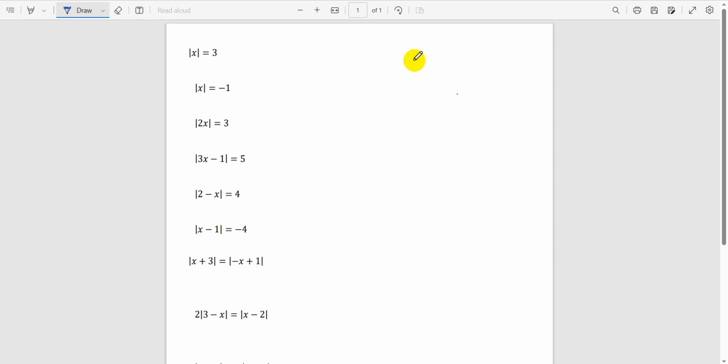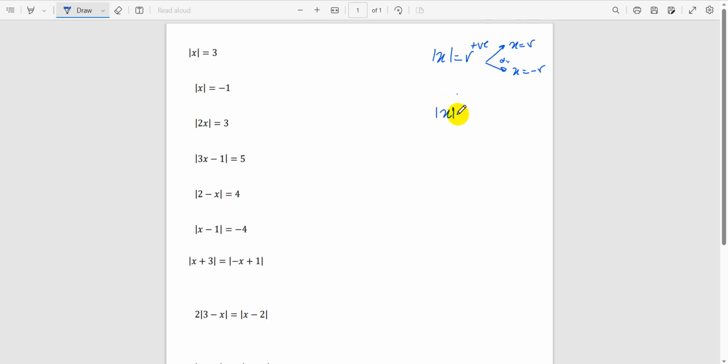Before solving this exercise, let's make a quick recall. When I'm talking about equations, I will talk about three formulas. Suppose I'm talking about absolute x equals r, where r is positive. It will give us two solutions, which are x equals r or x equals negative r.